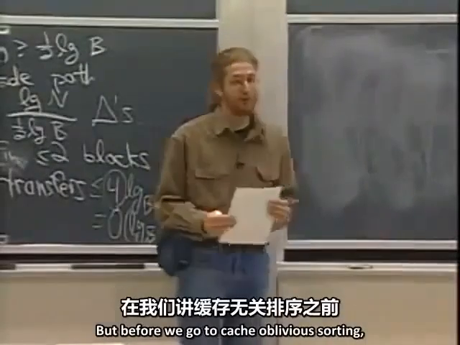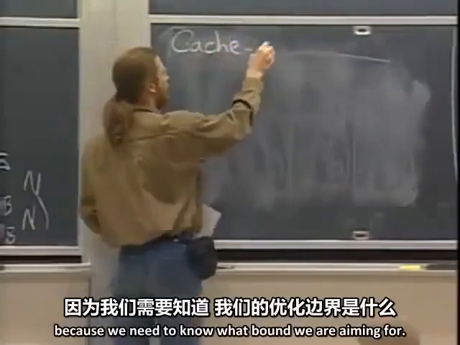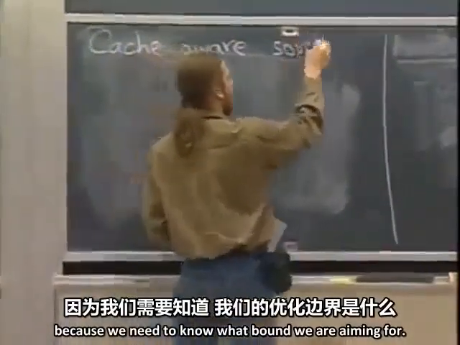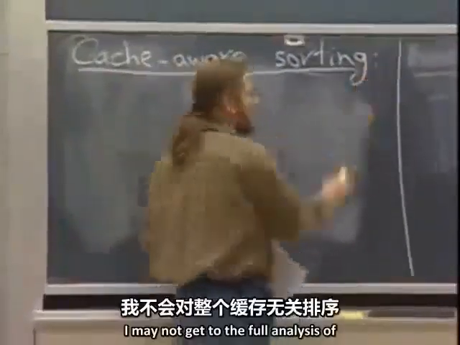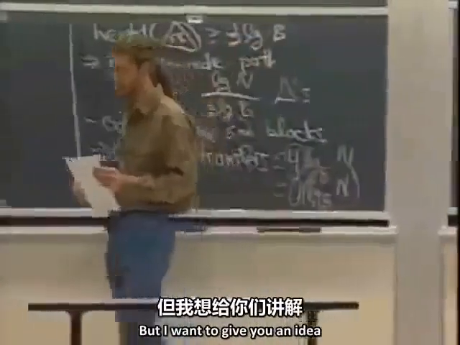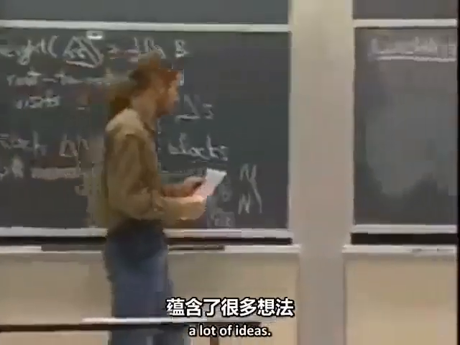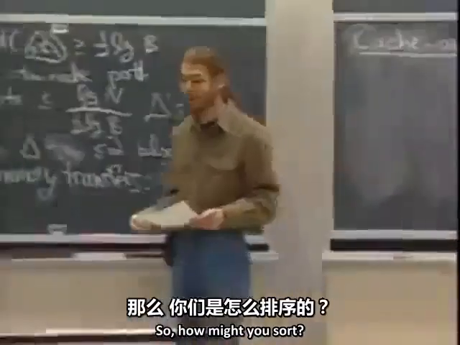But before I go to cache oblivious sorting, let me talk about cache aware sorting, because we need to know what bound we're aiming for. And just to warn you, I may not get to the full analysis of the full cache oblivious sorting, but I want to give you an idea of what goes into it, because it's pretty cool, I think. A lot of ideas. So how might you sort?